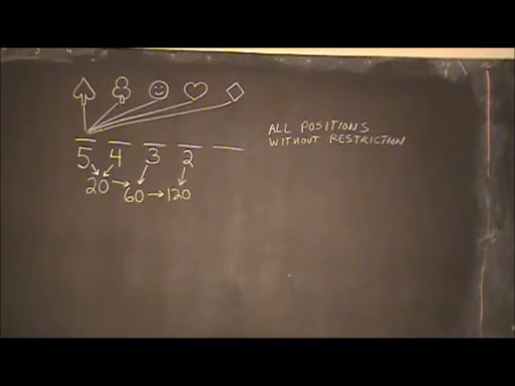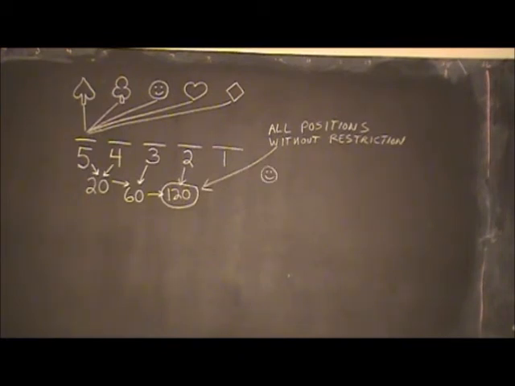For the last location, there would only be one symbol left, so if we didn't care about any restrictions on the symbols and we just wanted to figure out the number of combinations of placing all of those symbols in a row, we would have 120 possible combinations for putting those symbols in a row. So there's 120 possible combinations without any restriction.